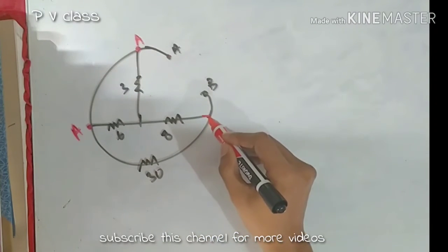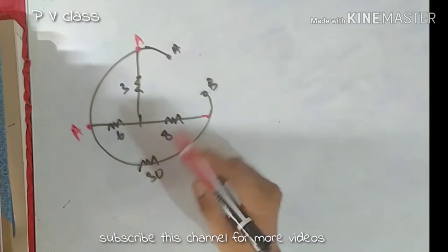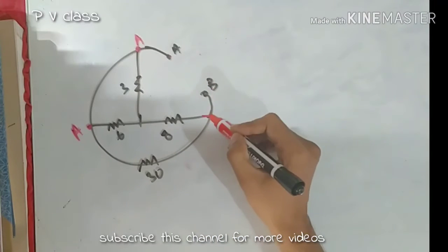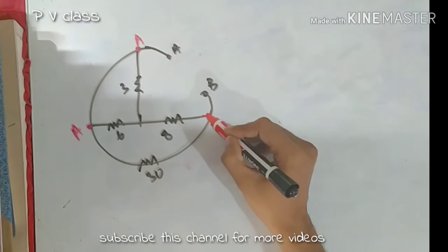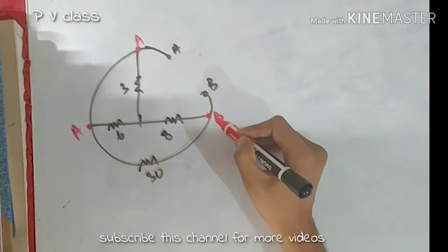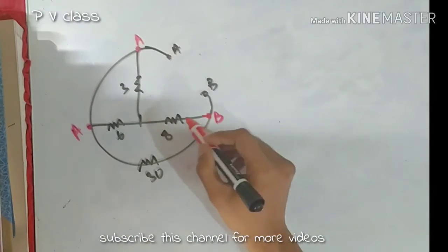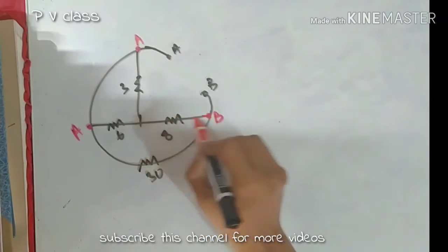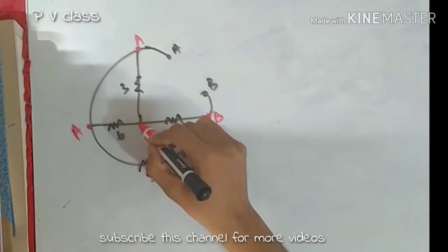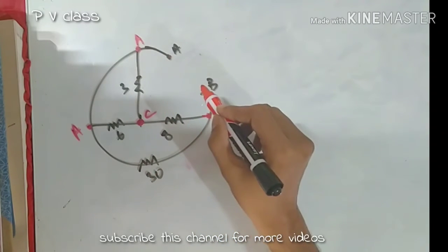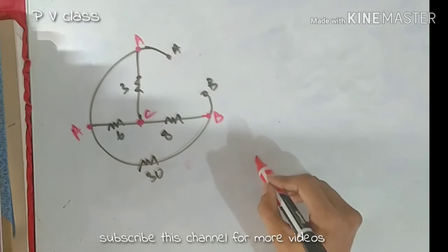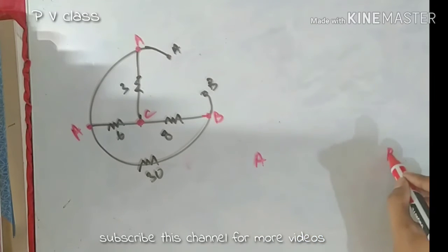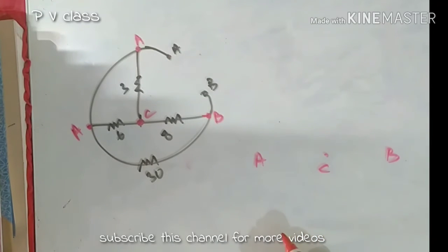Can we say this point's potential is A? No, it's a resistor. Then from here, if this potential is B, this point's potential will be B. Can I say this point's potential is B? No. We are jumping past a resistor, therefore we will define a point C over here. Then we will mark A, B and C. Then we will connect the circuits.